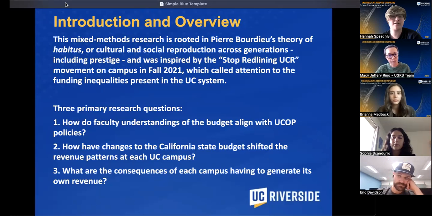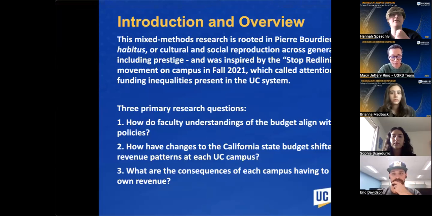My project was inspired by the Stop Redlining UCR movement on campus in fall 2021, which called attention to the funding inequalities that are present in the UC system. This letter was penned after CHAS faced an 11% employment deficit. Those people were cut, which meant there was a lot of consolidation of roles, reduction in force, and that also meant faculty weren't able to support students that they needed.